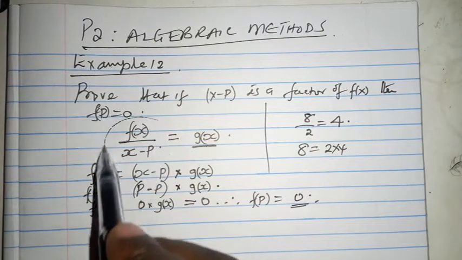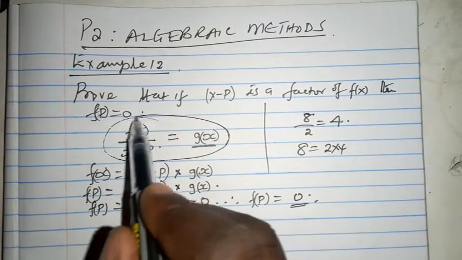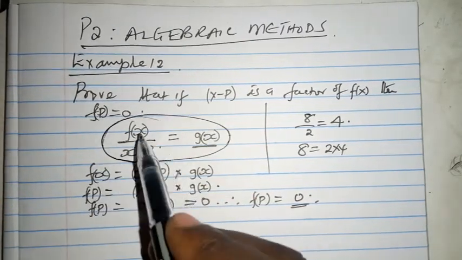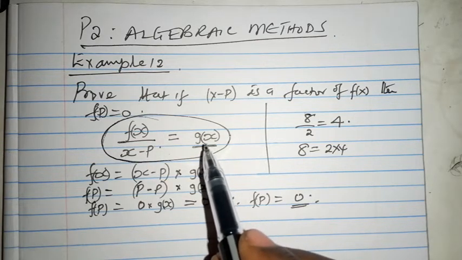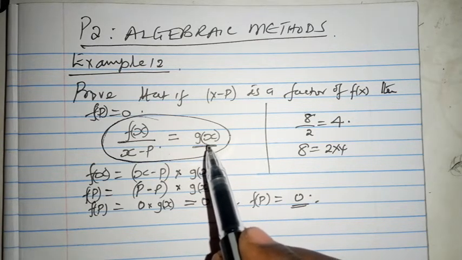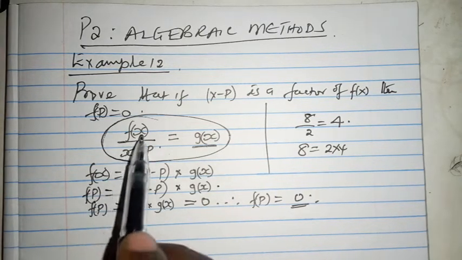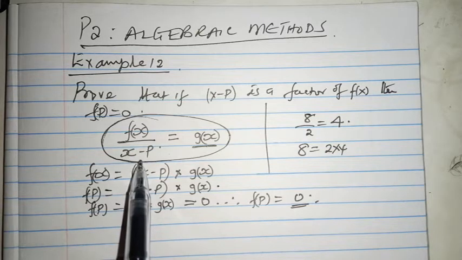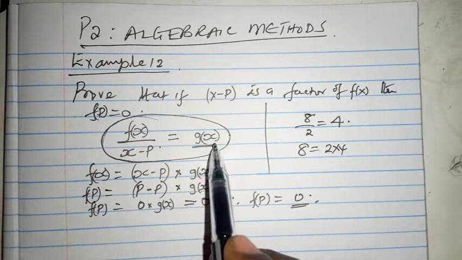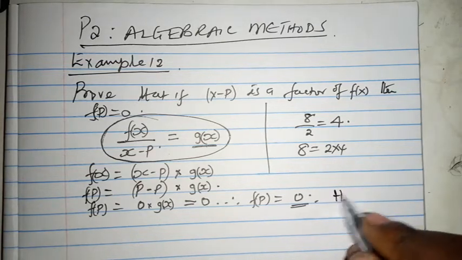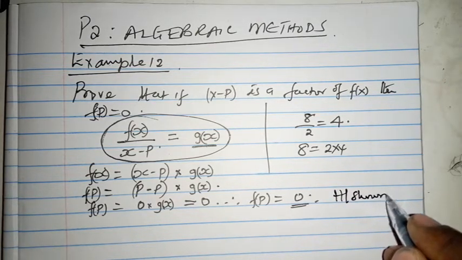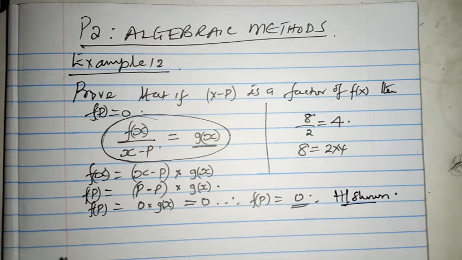But here is what you need to understand: if you divide a function with a divisor, of course you get a quotient that is another smaller function of x. When you cross multiply, you find f(x) is equal to x minus p, which is a divisor, multiplied by the quotient. Hence shown. We have been able to prove that f(p) is equal to 0.